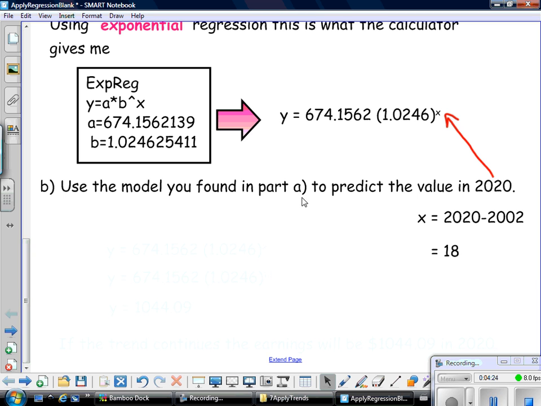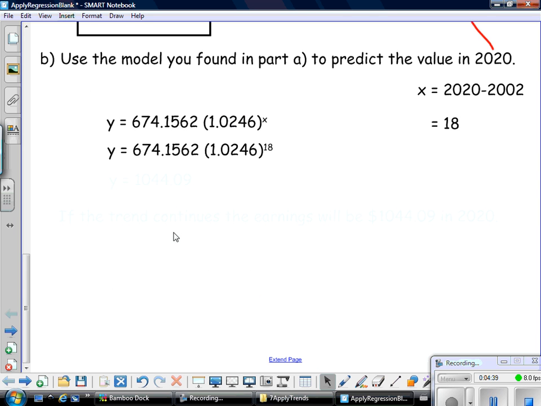So to answer this question, how much would I predict to have in 2020? I take my original equation and I've calculated my X value, which is 18, and I'm going to put 18 in as my power. Then I'm going to just pull up my graphing calculator or any scientific calculator, and I end up with $1,409. Okay, now you might think that that's too low in 18 years, but who's to say? You'll be around to figure that out.